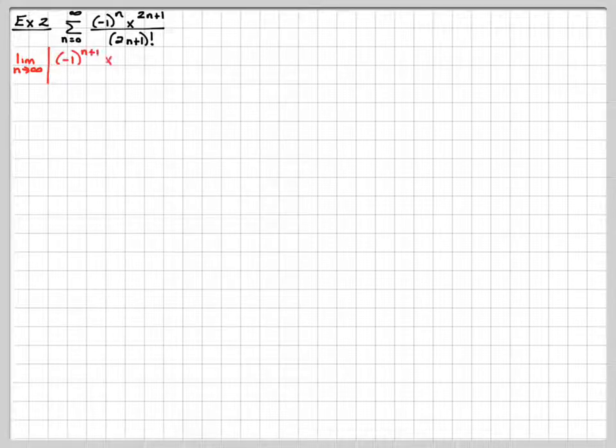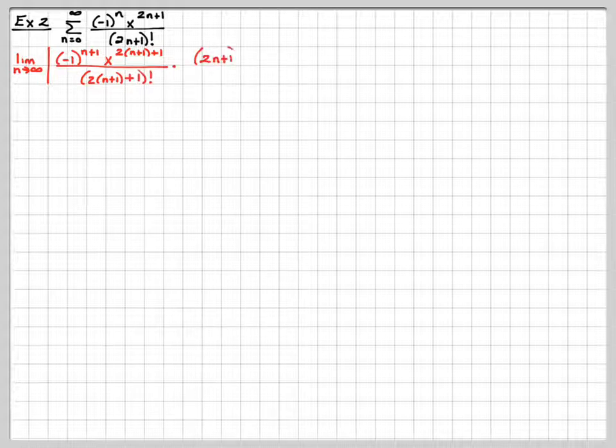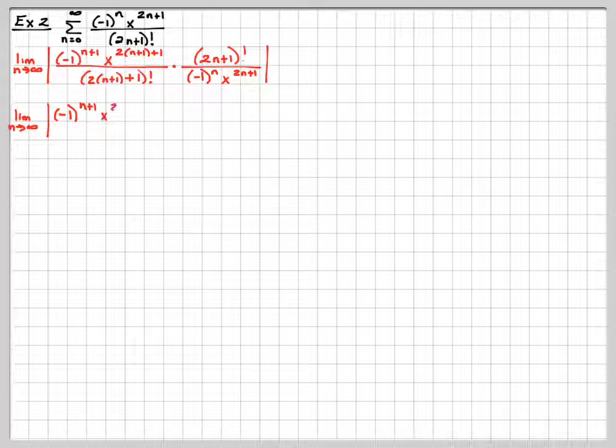Doing ratio test first. Don't forget, when you plug in n plus 1, you plug in n plus 1 in for n, so you're going to have to distribute that 2 to the n plus 1. So don't just make it x to the 2n plus 2. That's not right. Okay.